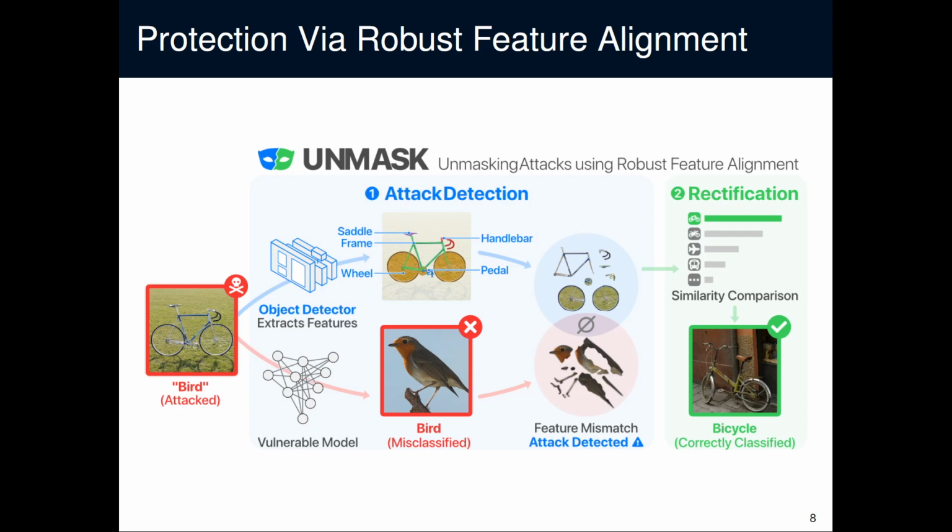And then when the same image goes through the object detector, we can extract its robust features. So these features aren't being perturbed, it's just typically the class label that's being perturbed. So what we see here is the wheel, the saddle, frame, the handlebar, the pedals, and we can extract these features out. And then we can compare these extracted features with the expected features of the predicted bird class, and we can see there's not much similarity. And we can use this essentially to rectify it and detect the misclassification.